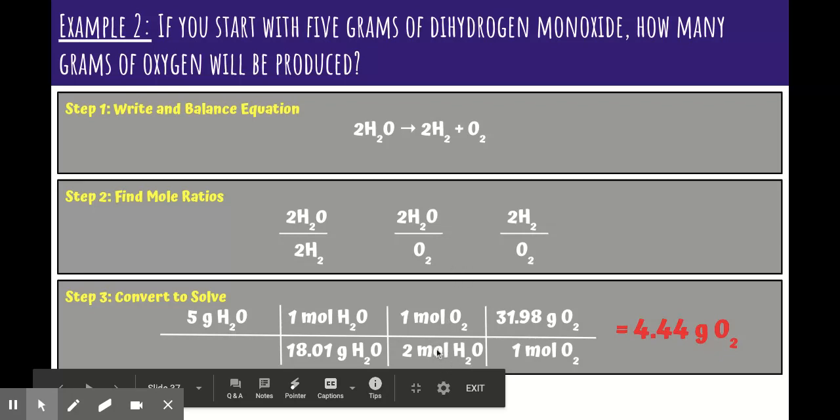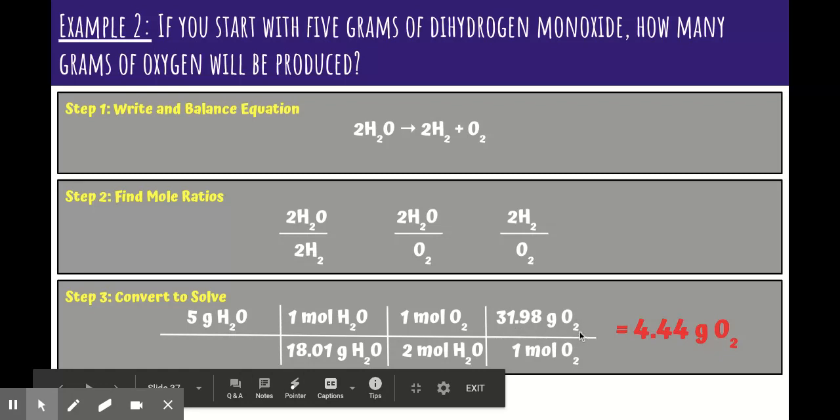Here we use that mole ratio. We have 2 moles of water for every 1 mole of oxygen. Now our moles of water have canceled out. We're in moles of oxygen, which is great, but it's asking us for grams. So we're going to convert that into grams. Moles of oxygen will go on bottom, mass will go on top. We know that 1 mole of oxygen will be equal to its mass. Note here, this is important, that the mass of oxygen gas is 31.98 grams because this is O2.